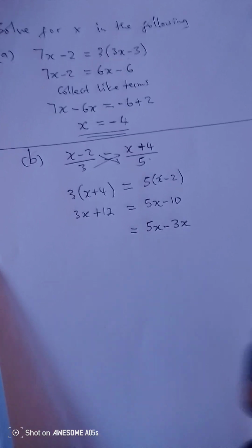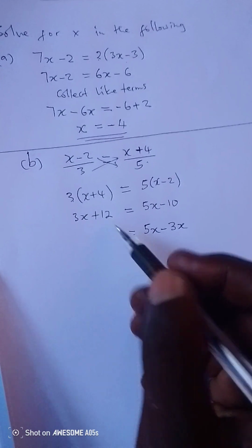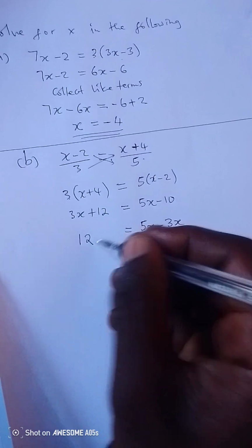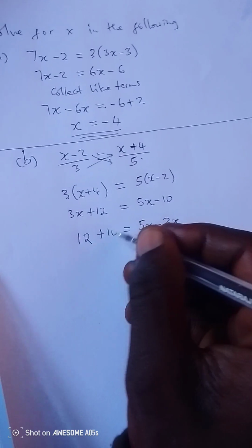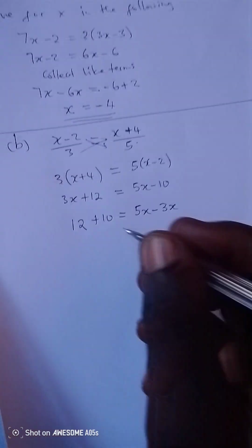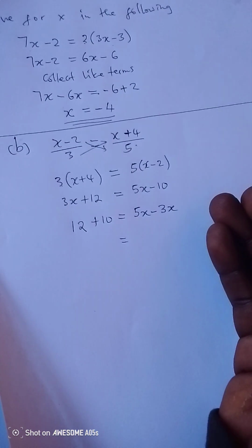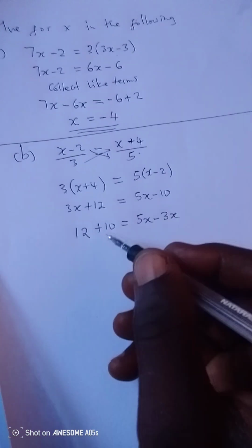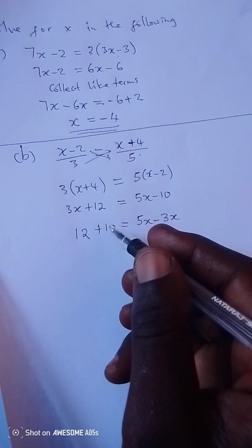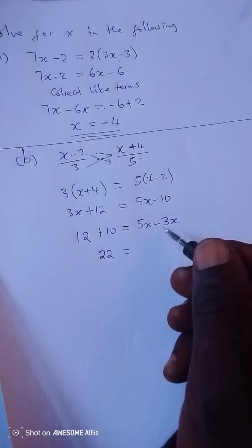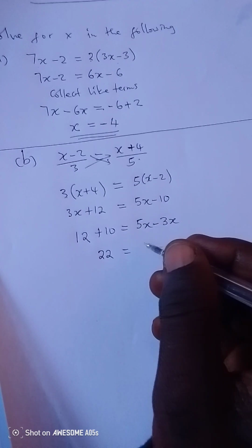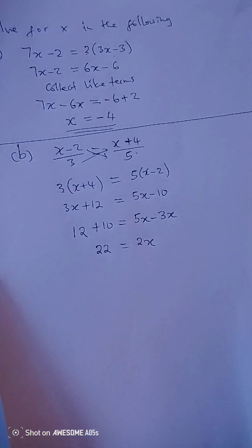Hopefully that is observed. This side, for numbers, I've got 12. It has not moved. Then I'm moving negative 10, so it will change to positive. At that point, I'm going to simplify what is on the left and what is on the right. So on the left side, I've got 12 plus 10, which will give me 22. On the other side, I've got 5x minus 3x, which will give me 2x.